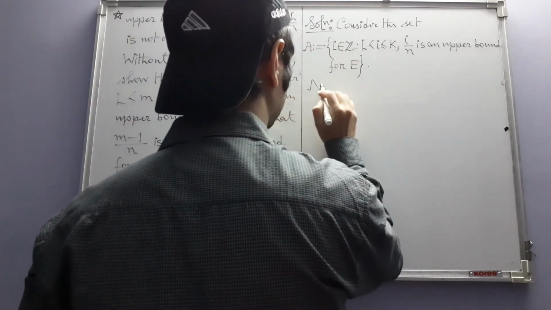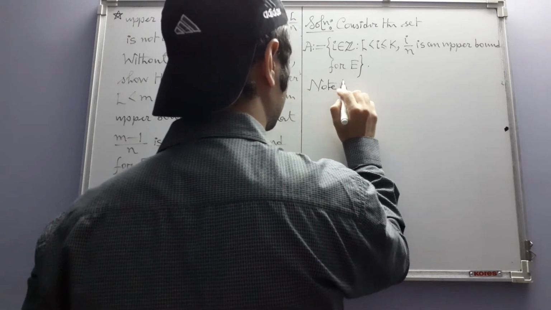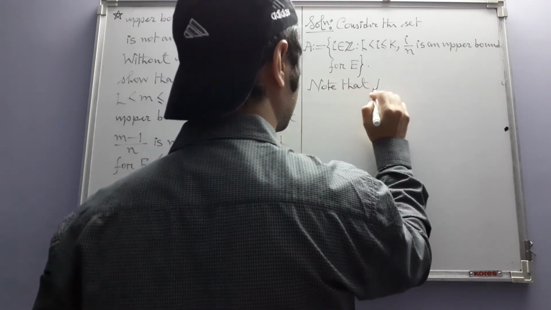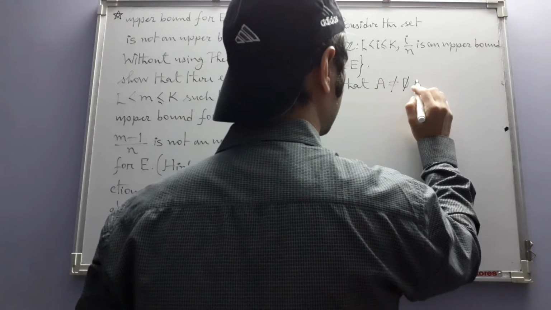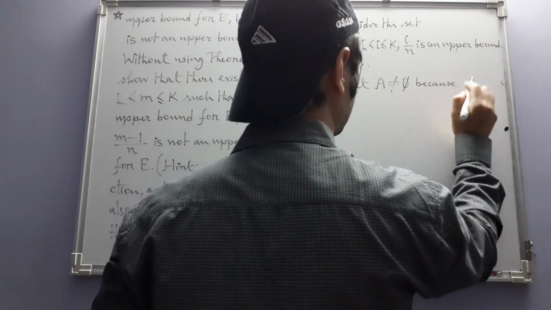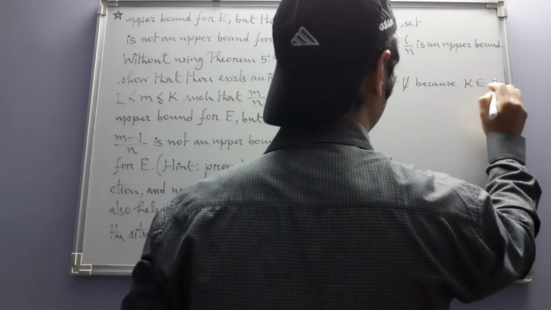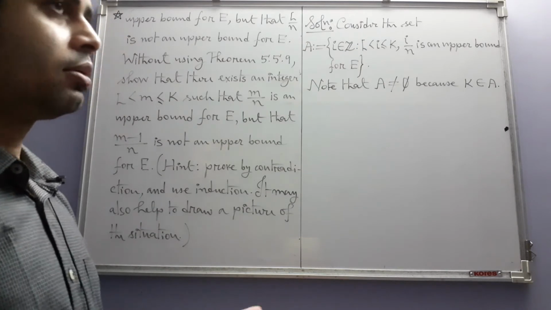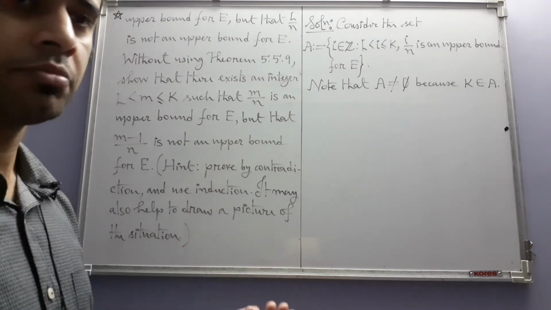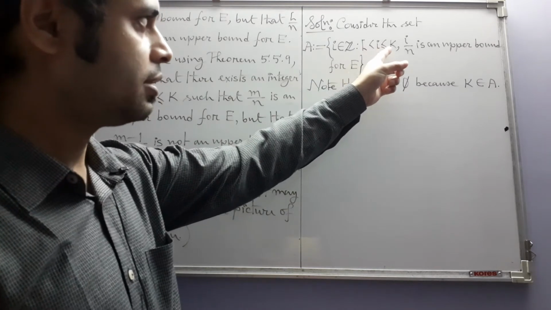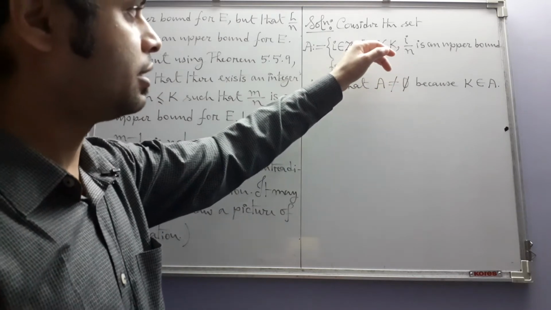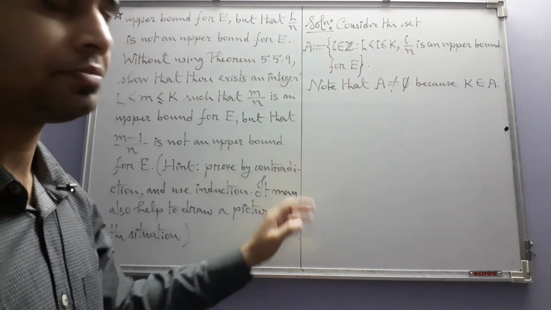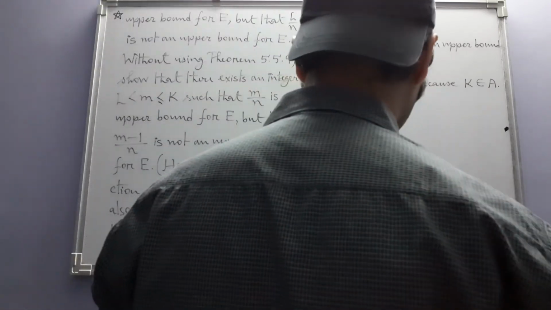Note that A is non-empty because K belongs to A. Why does K belong to A? Because we are already given that K by n is an upper bound for E, and K definitely satisfies these inequalities because K is less than or equal to K trivially, and it is given that L is less than K. Okay, so in place of I we can take K.